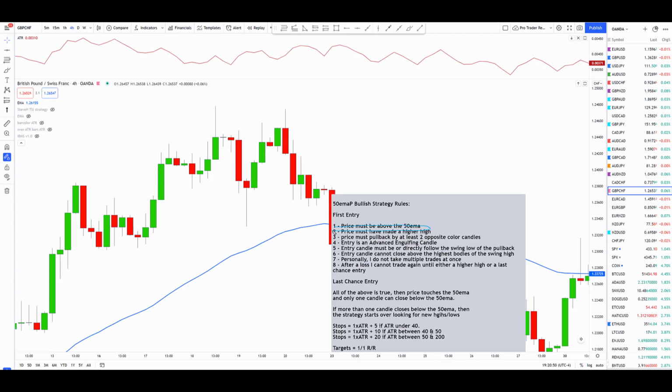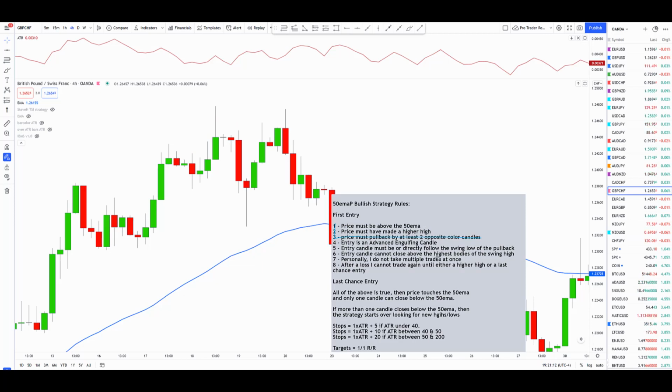What's our third rule? Price must pull back by at least 2 opposite color candles, in this case, 2 red candles. So we have above the 50 EMA, we have a new high. Do we have a pullback of at least 2 red candles? Yes, in this case, we have multiple red candles in the pullback. So with that being the case, we can now move on. We have all the way through rule number 3 completely met.